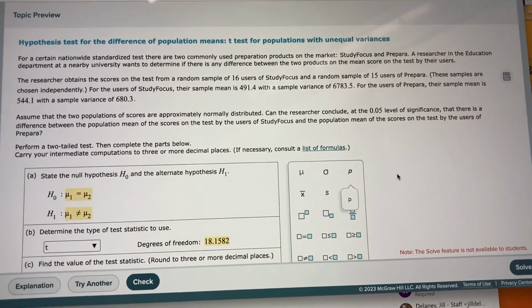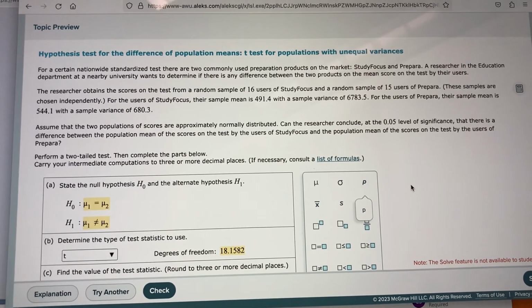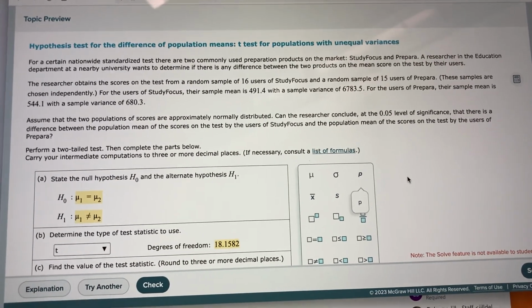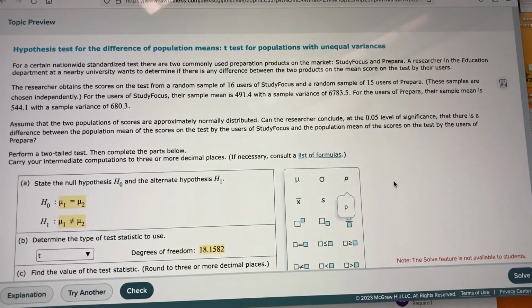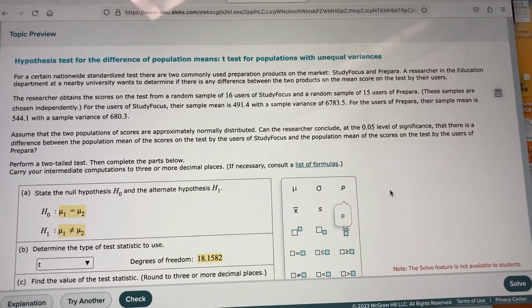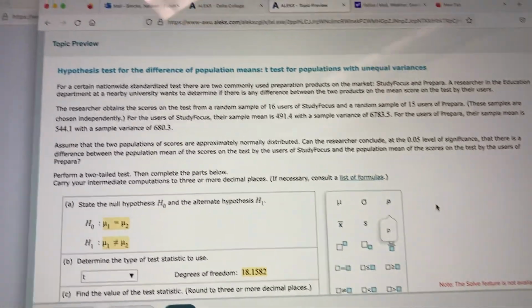And the reason I emphasize that is that you have to take the square root of that number, the 6783.5, to get your standard deviation. And so for your calculator, I'll show you what you type in there. And then for the Prepara, you have a sample mean of 544.1 and a sample variance of 680.3.